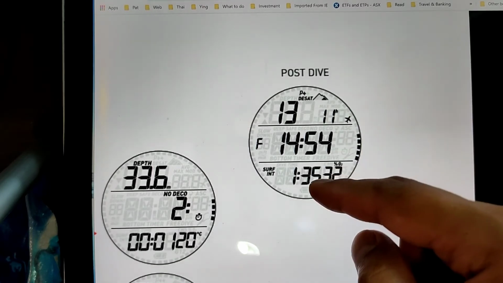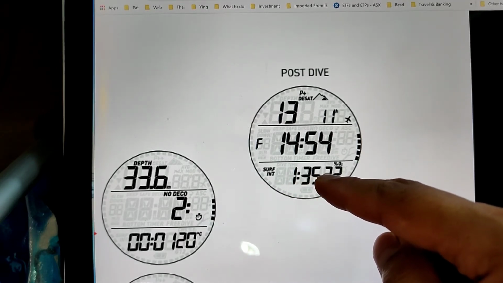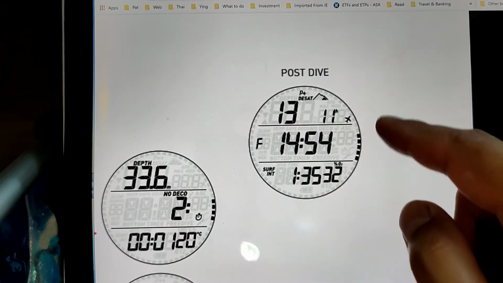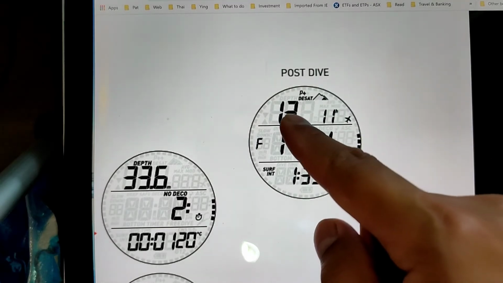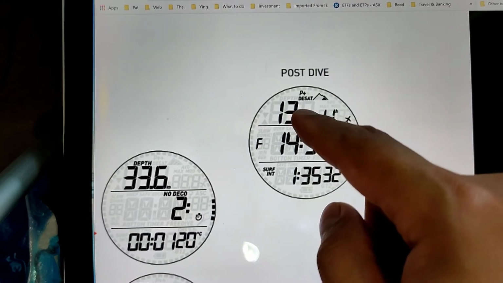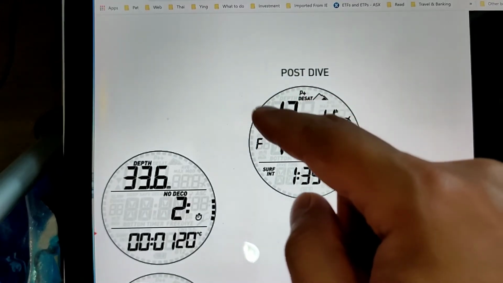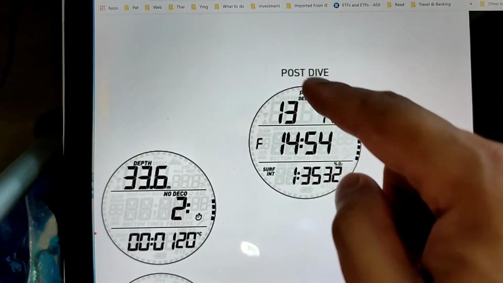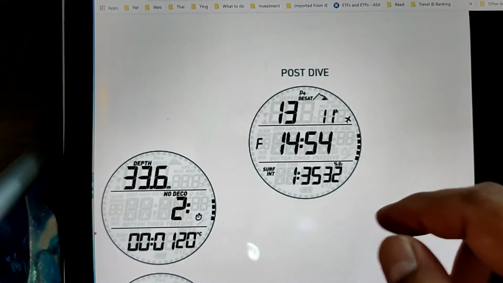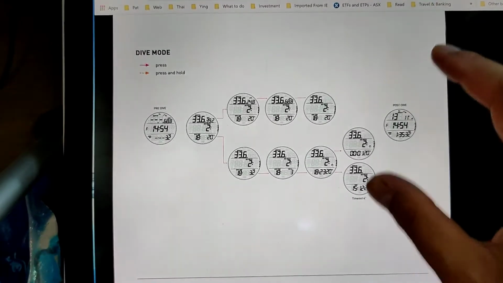Okay, so look at this screen one more time. The bottom one tells you the surface interval, the time you've been out of the water since the last dive: 1 hour 35 minutes. Okay, so this number is important. Don't fly. And then this one, if you want to dive, you have this: if you want to dive with totally no nitrogen in your body, how many hours you have to wait. This particular screen here just shows time with this one. Okay, let's have a look.